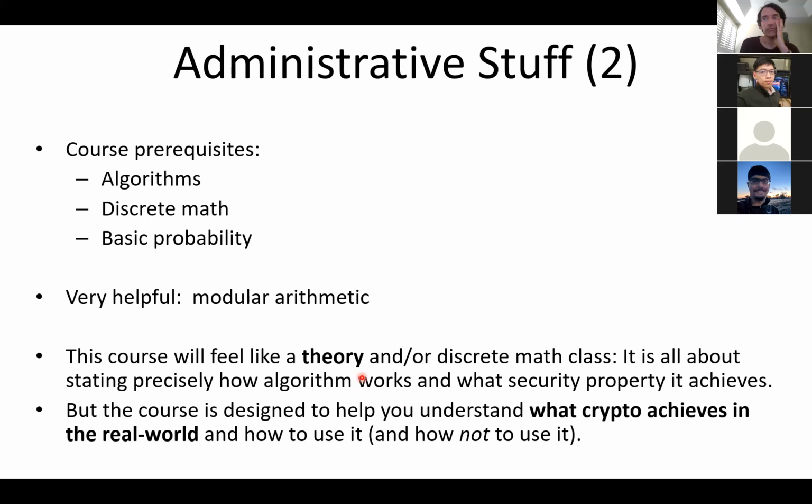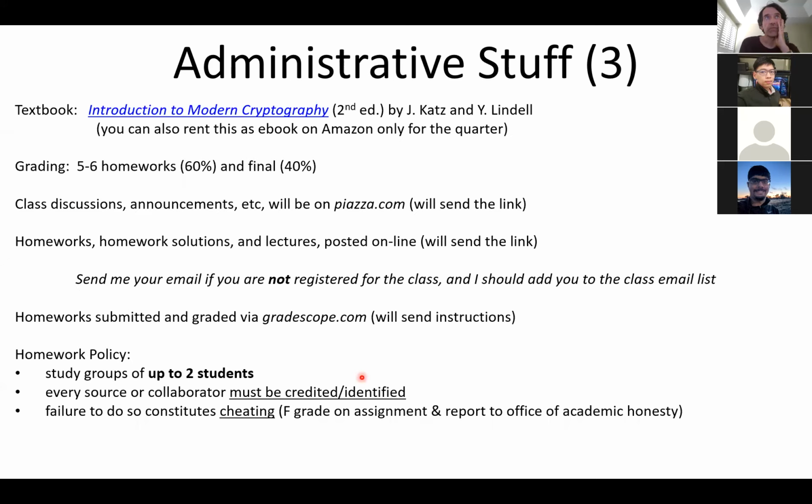Okay. So this is the textbook. I sent it to you on email, Katz Lindell. It's a second edition. There is a third edition out there, but I will stick to the second edition for now. In particular, it's cheaper.